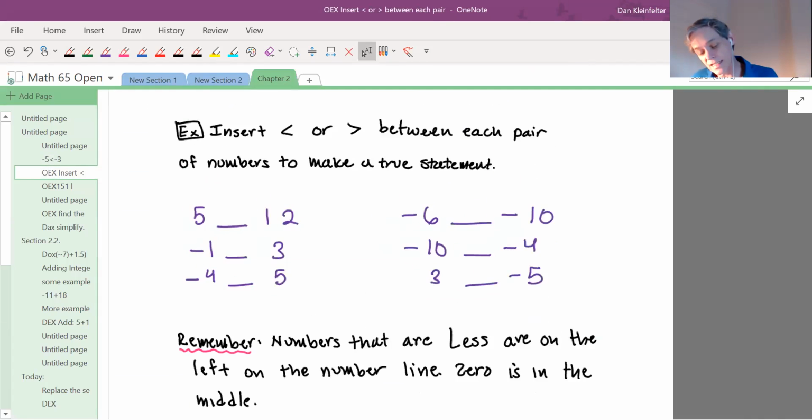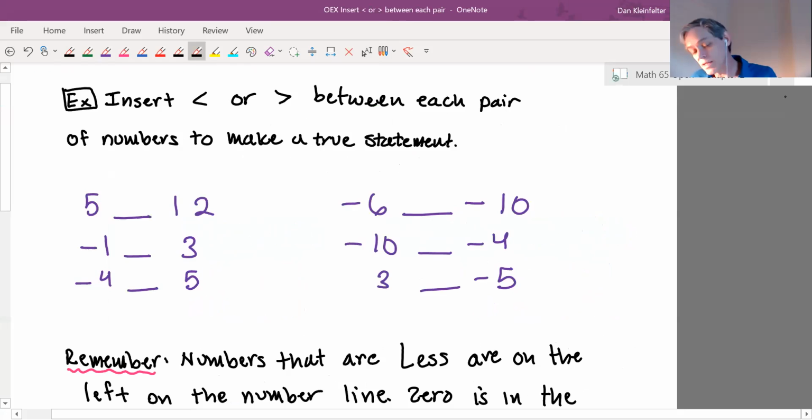Okay, here are some more examples. We want to insert either less than or greater than between each pair of numbers to tell which is bigger, to make a true statement. So less than or greater than. You may want to pause the video and try this yourself, or at least think about it as we go along. 5 is smaller than 12.